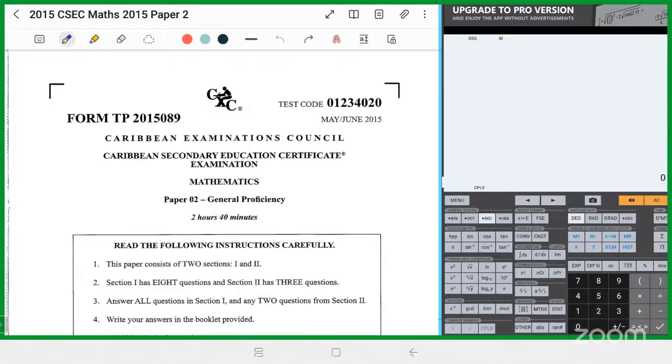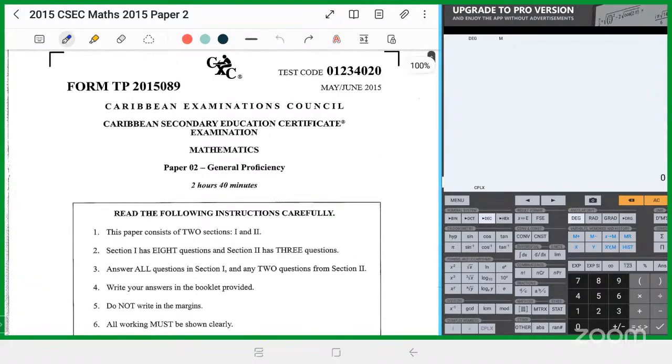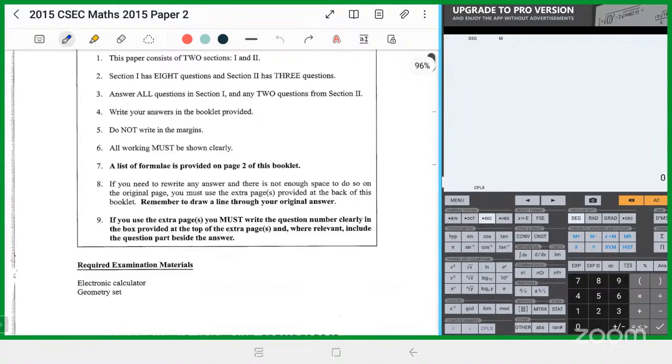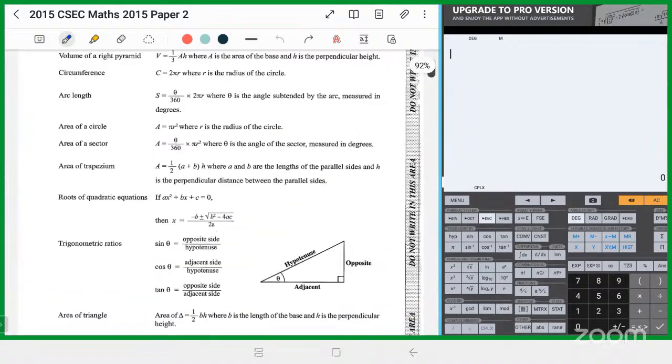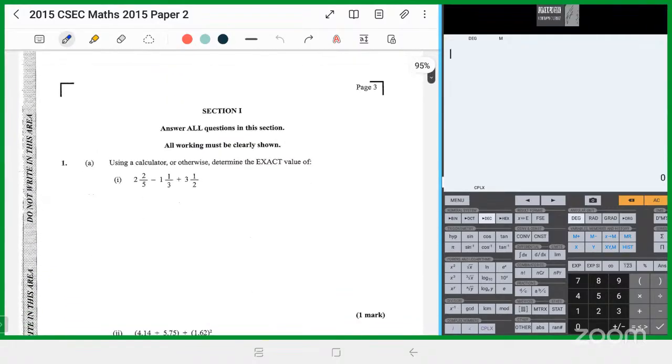All right, so this is the last paper I gave you to do, and we're going to work through the questions I gave you on this paper. I'm sure that I gave you number one. This is the June 2015 exam paper, as you can see here. And this is the same level of work that you can expect in your exam coming up.